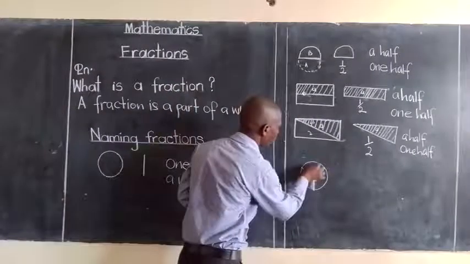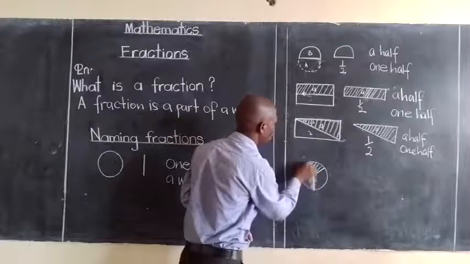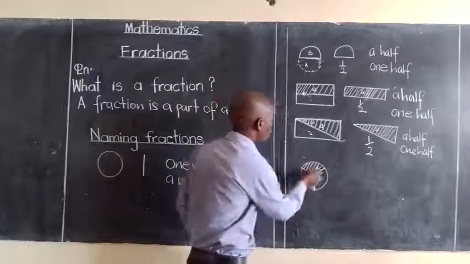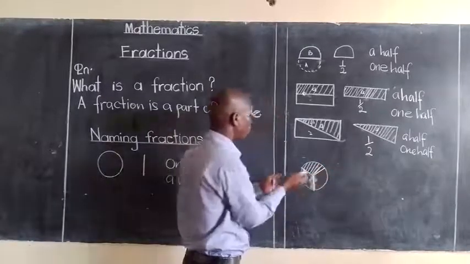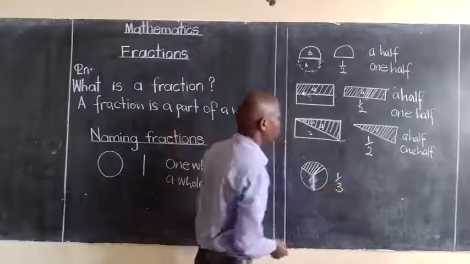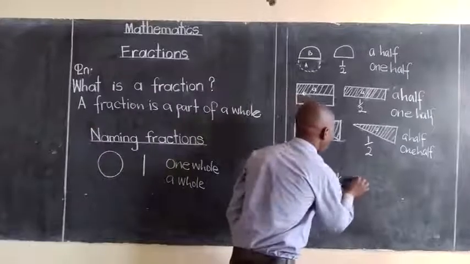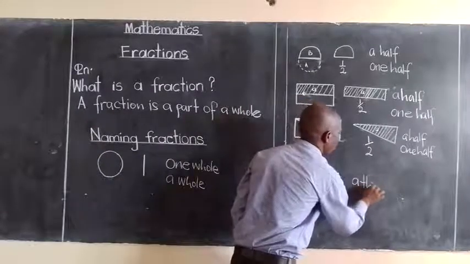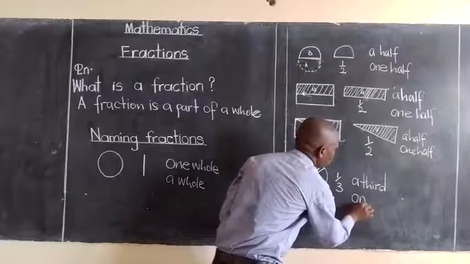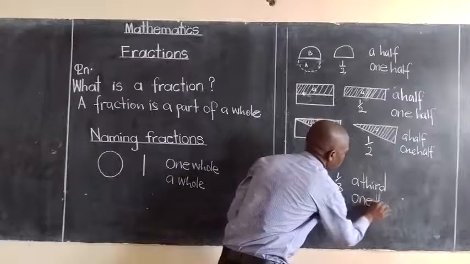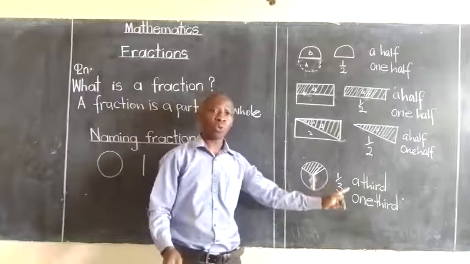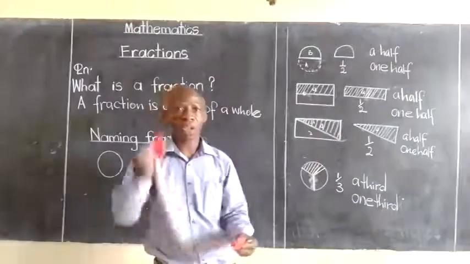This is what I mean. This is the part that we are removing. And now we are having 1 out of 3. One part has been cut off. So it is 1 out of 3. Which we may call a third, or 1/3. 1 out of the 3.